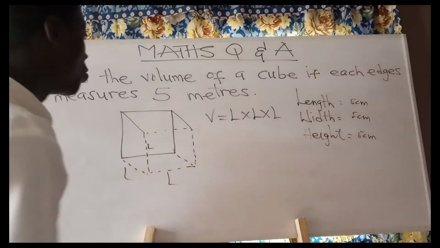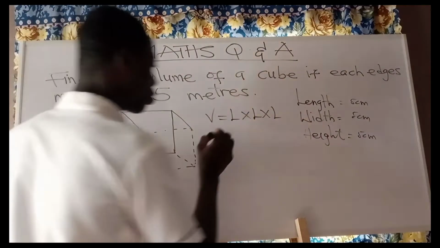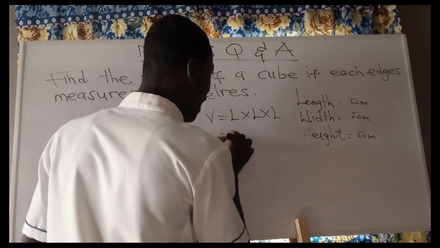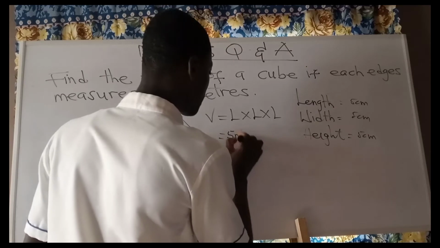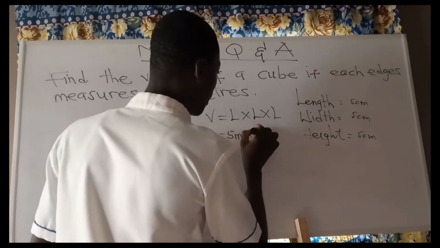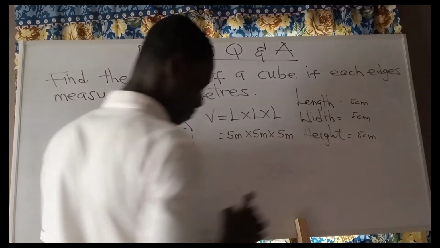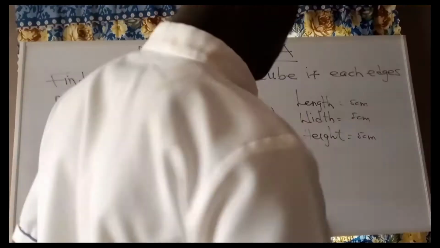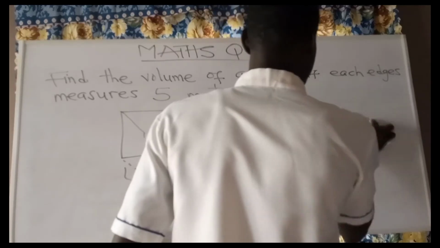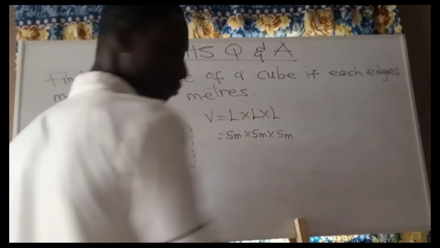Now let's delve in. So all the sizes are equal, so we have 5 meters multiplying another 5 meters multiplying another 5 meters. Let me wrap this one off. I just used it to explain the concept for you.